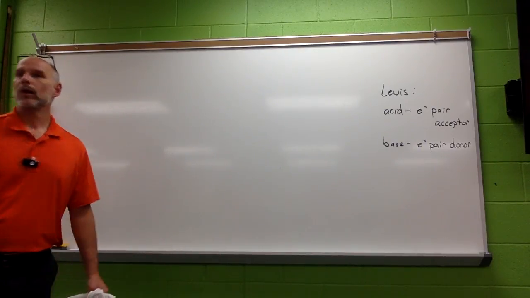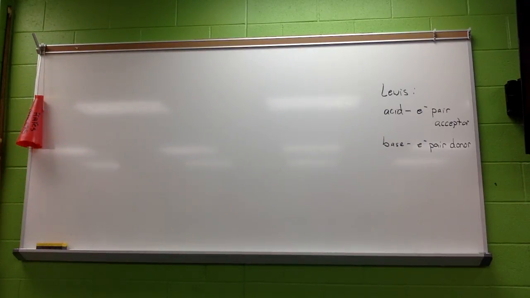Here's a good example. What is ammonia? Acid or a base? It's a base. We've already established that. It doesn't matter what theory you're talking about. An acid is always an acid, whichever the theory is. A base is always a base. What these theories do is explain why more substances act as acids and bases.